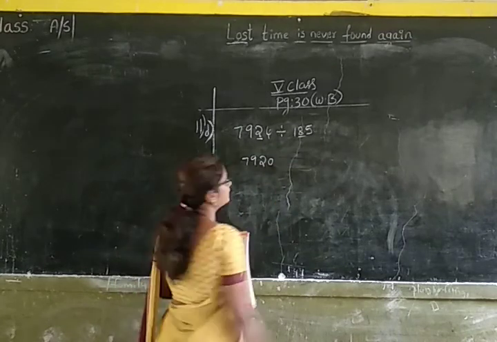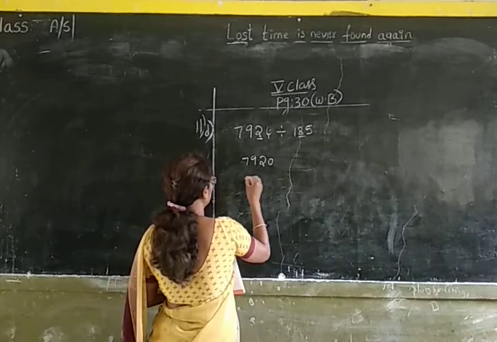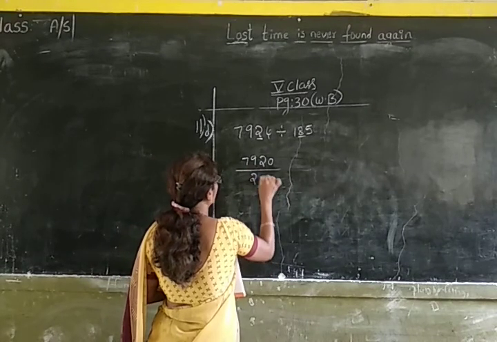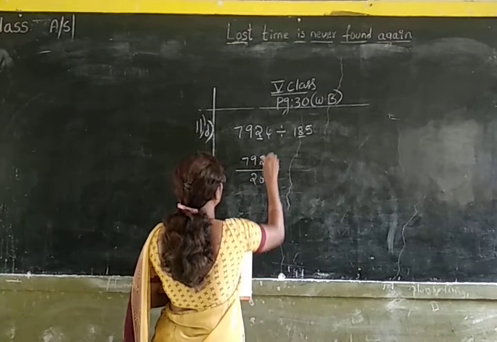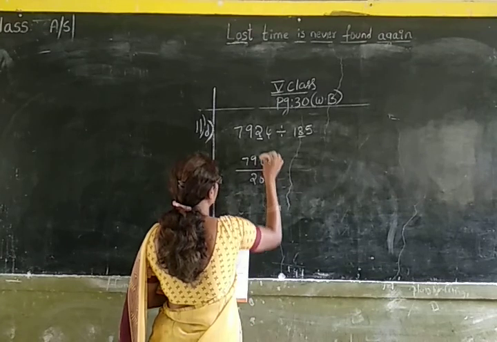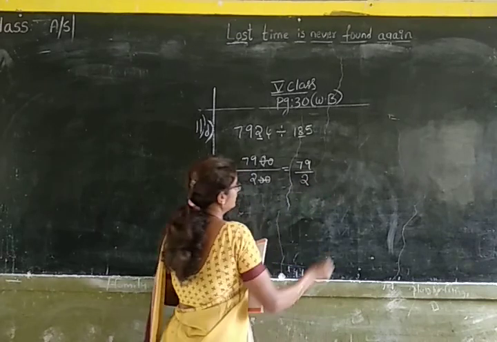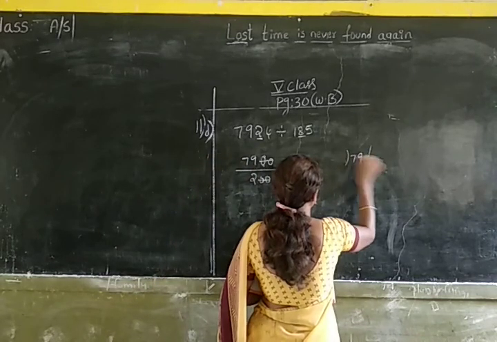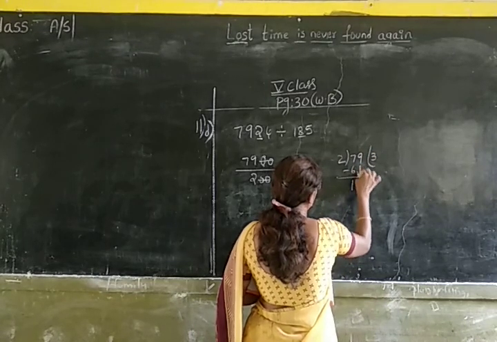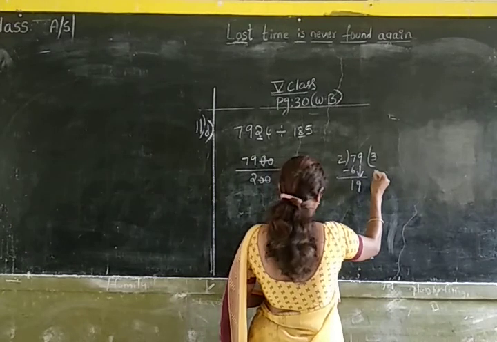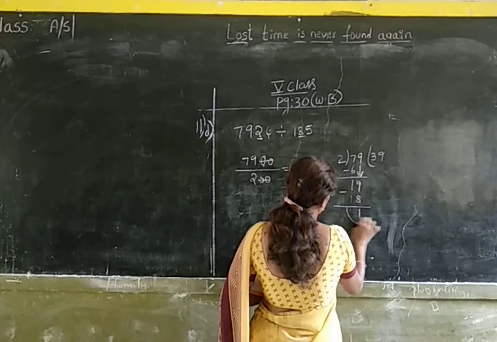This will become 7,920. Here the number at its tens place is 8, so we have to add 1 to the next number. So this will become 200. So 7,920 divided by 200. Zeros cancel. 79 by 2. Let us divide 79 by 2. 2 3s are 6. 7 minus 6 is 1. Bring down 9. 2 9s are 18. So the remainder is 1.